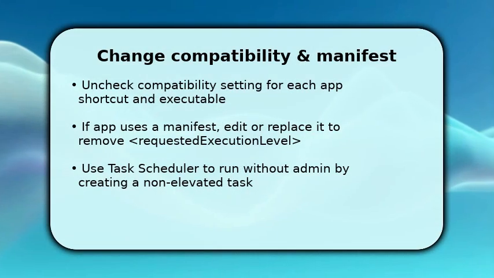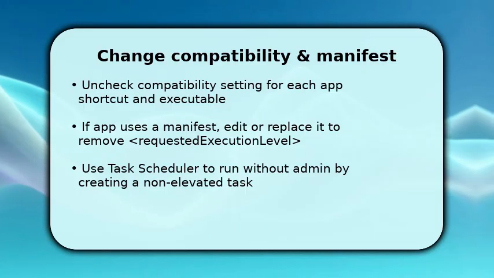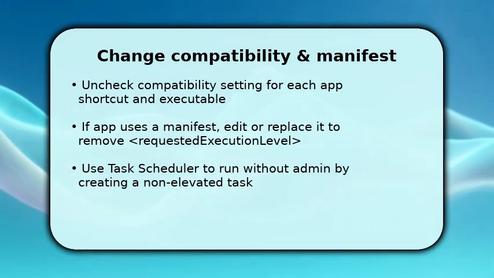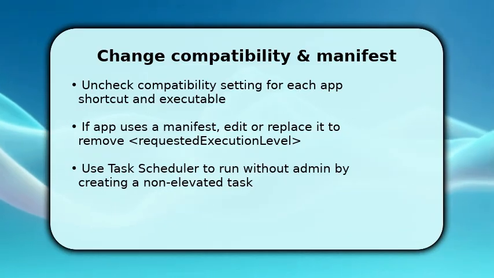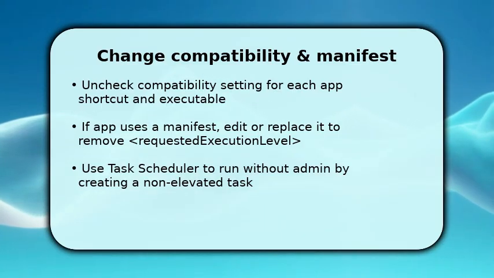Now you apply the deeper fixes that stop apps from demanding elevation. For each executable, right-click, Properties, Compatibility, and clear the admin checkbox. That handles most cases. If the application ships with an embedded manifest declaring run level, you can replace or edit the manifest to remove the requested execution level tag, but proceed cautiously.